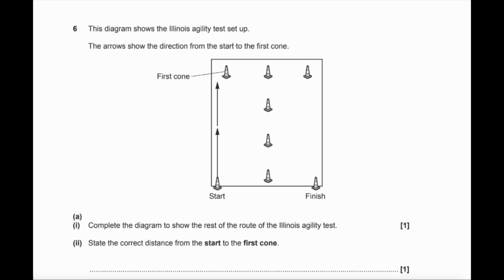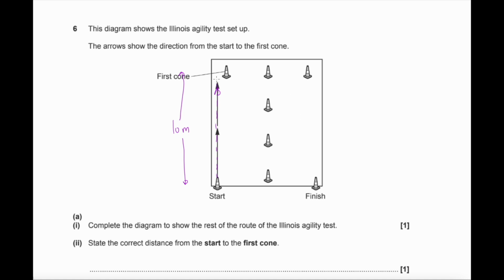The arrows show the direction from the start to the first cone. Complete the diagram to show the rest of the route. So what's going to happen here, folks, is you see here, I've got a route that's sort of plotted for me, right? Now, before I actually plot this out, I actually know what the next cone is going to be. The next question is going to ask me distances, okay? So I just want to remind myself that from there to there is 10 meters. And that'll become useful for me in a second.